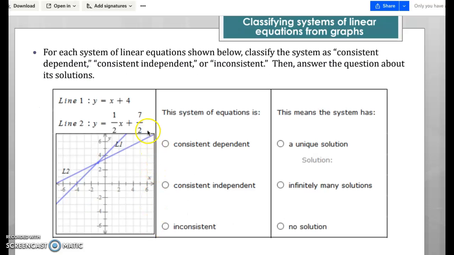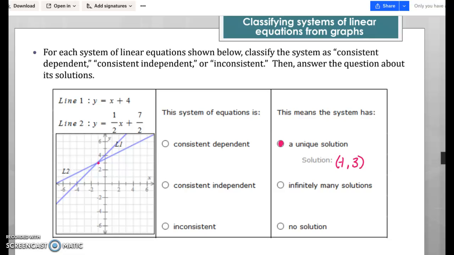Here we have two different lines, right? And they have one solution. The solution happens to be right here. They have one solution though. So it is a unique solution. And we can find the solution graphically by saying that happens at the point -1 and 3.